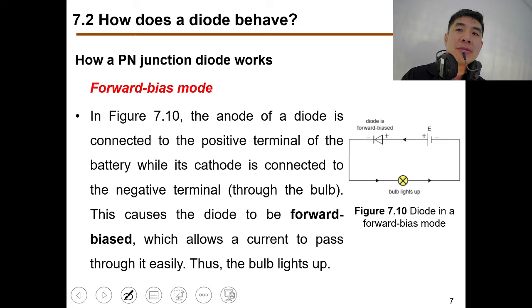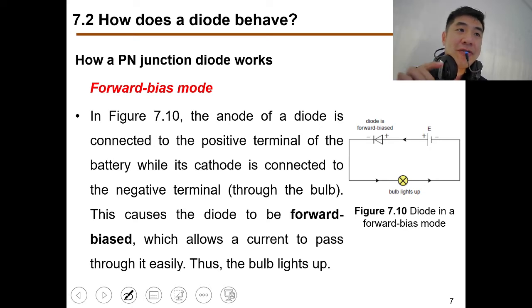Okay, for this slide. Like what I said, if it's connected in forward bias, the light bulb lights up. Standard one. These things you should know by now. Forward bias is in the correct direction. So how do we know whether a diode is connected in the correct direction? A diode usually goes from positive to negative, right?